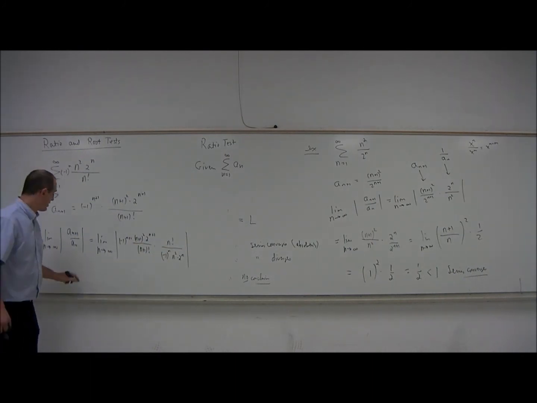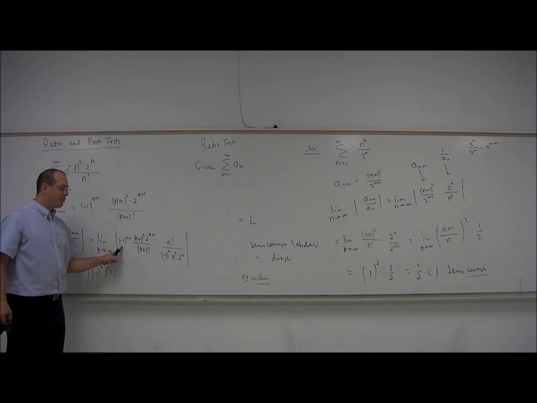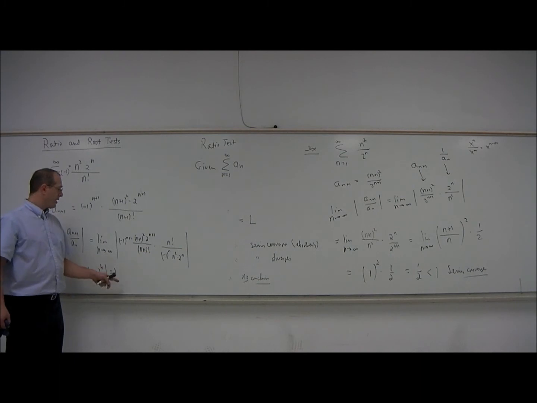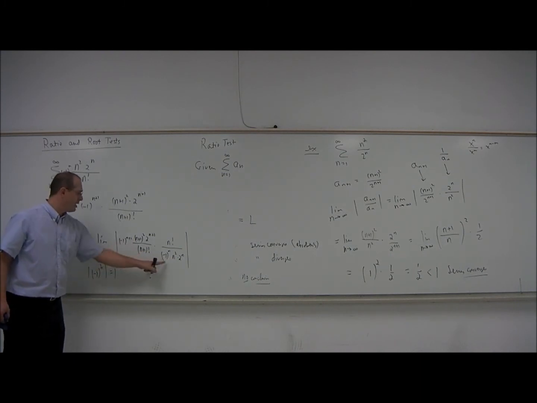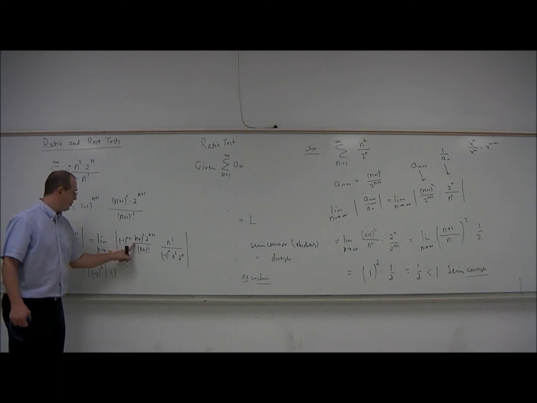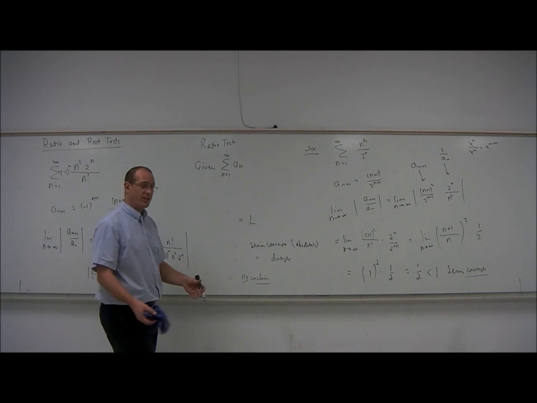Now the first point I'd like to make is that the absolute value of negative 1 to any power is 1. So in calculating the absolute value here, the negative 1 to the n plus 1 and the negative 1 to the n are both just going to give me 1, and they're being multiplied by other things, so I will just not write it. 1 times x is x.